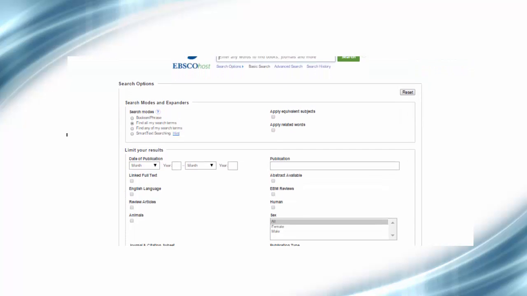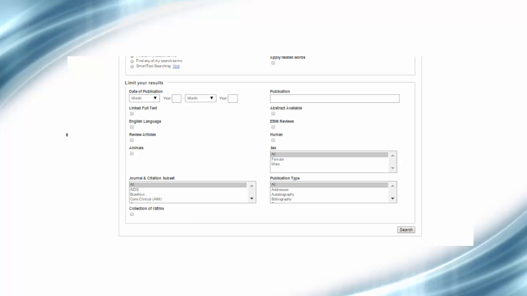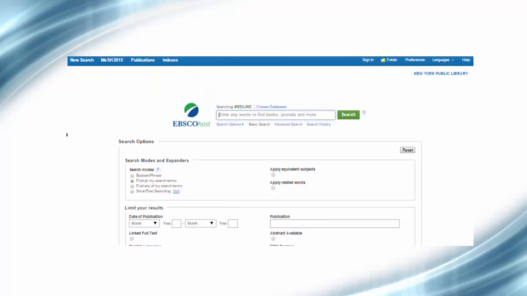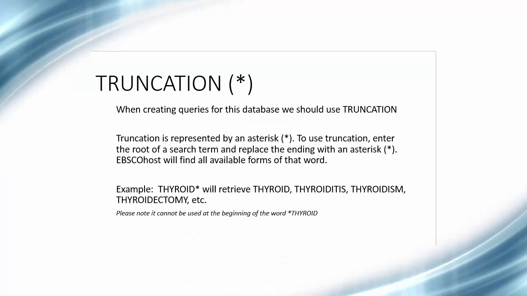Do not be overwhelmed by all the options. Before we start here, there are a few things I would like to discuss. Some things to think about when using this database. Truncation. Truncation is represented by an asterisk. To use truncation, enter the root of the search term and replace the ending with an asterisk. EBSCO hosts will find all available forms of that word.